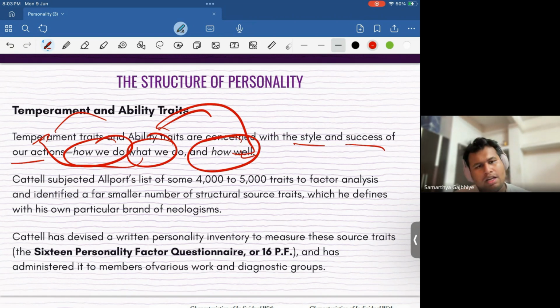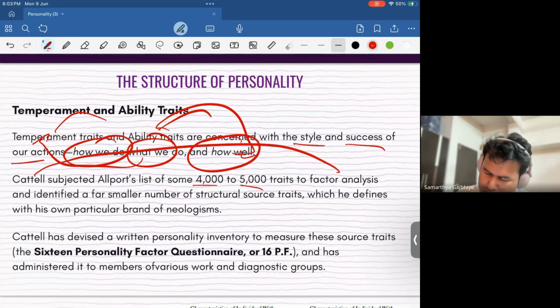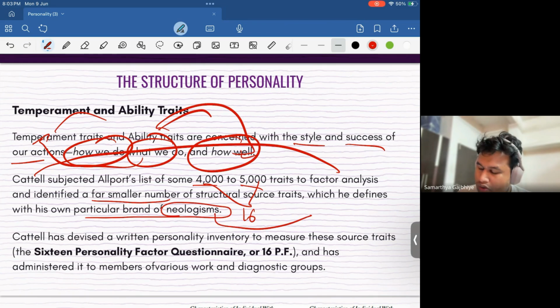What did Cattell do? Allport had a big list of around 4,000, 5,000 traits, and Cattell did a factor analysis of these traits and identified a far smaller number, from 4,000 to 5,000 down to around 16 traits, which he defines with his own particular brand of neologism. So in neologisms, I don't think you guys have seen इसके पहले, but we are going to see today. What is a neologism?